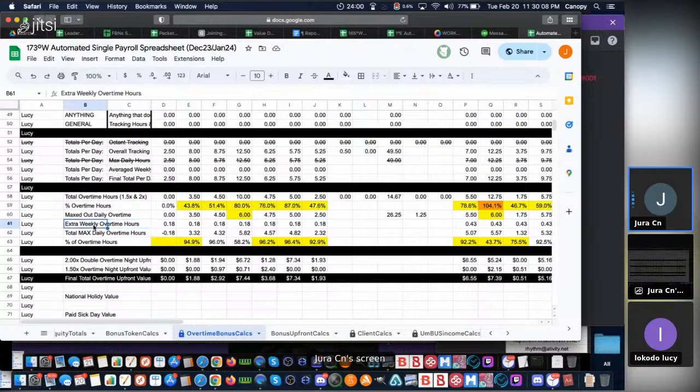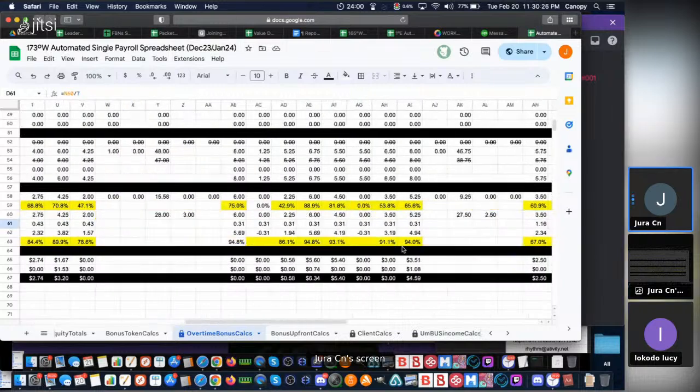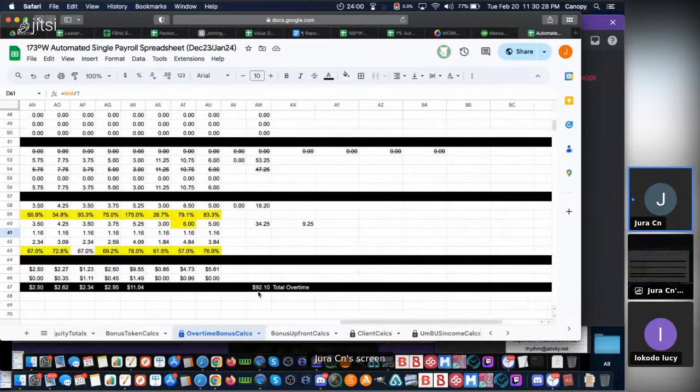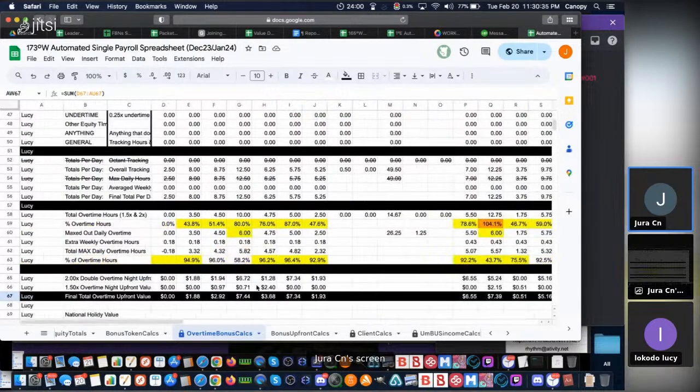Okay, so extra weekly overtime hours. N60 divided by 7. Does that mean if I now go overtime, I will not be able to get anything, or what happened now? Oh no, we're going to be adding it all up, right? So right now the calculations show you should be getting somewhere around $100 of overtime based on the initial calculations, but we're just verifying the calculations are correct. Okay. Yeah.